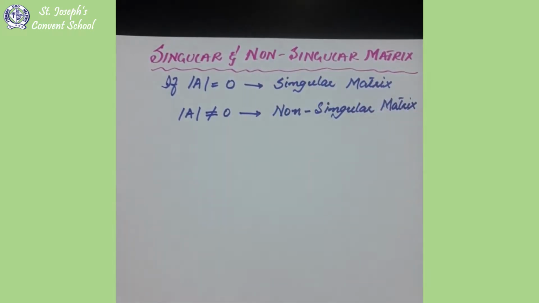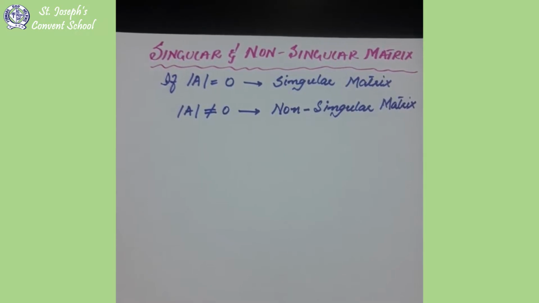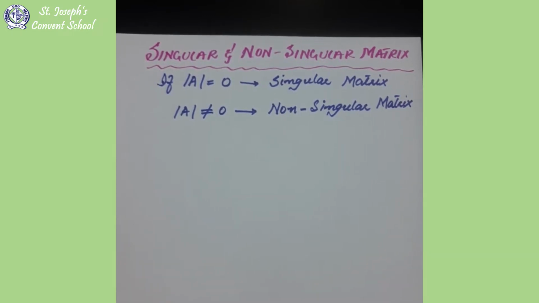So these are the two types, singular and non-singular. First you will find a determinant. After finding the determinant, you have to check the answer. If it is equal to 0, it is singular. If the answer is not equal to 0, it is non-singular. Let me give you an example.